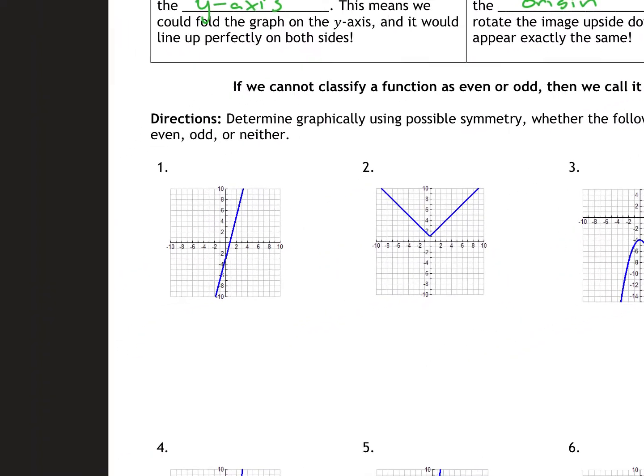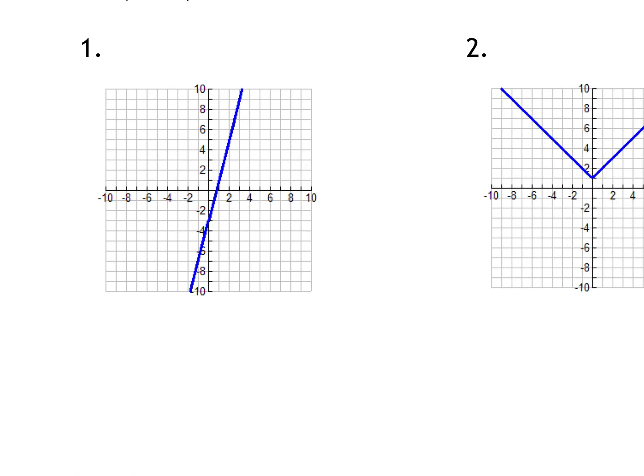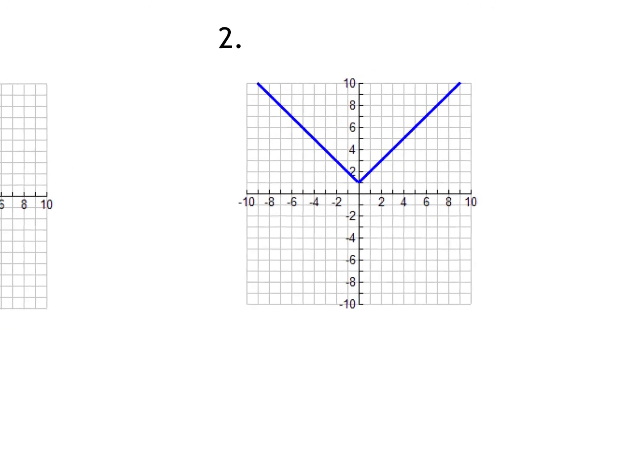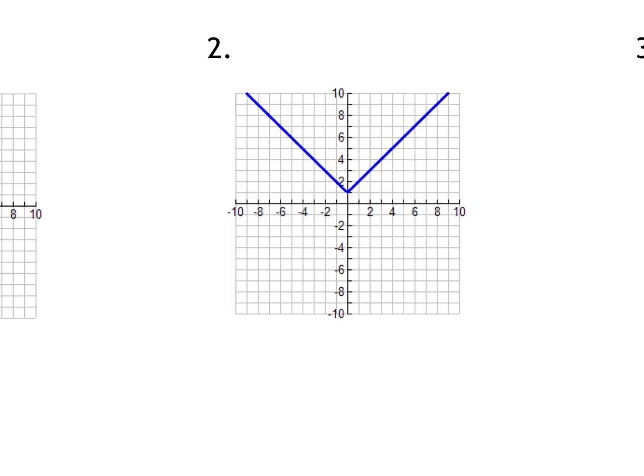So if we're looking at this one, it does not go through the origin. If I spin it upside down, it moves to the left side, so you can physically move it. So this one is actually neither. If it went through the origin, it's got a good chance of being odd. So for this one right here, if I draw a line down the middle and fold it on that line, I get the same thing. So this is what an even function looks like.